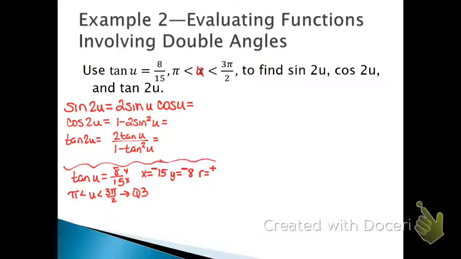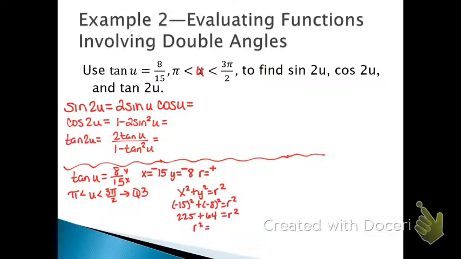And what about r? Well, we can go find it, can't we? How do we find it? Good. X squared plus y squared equals r squared. So negative 15 squared plus a negative 8 squared equals r squared. Is that 289? And so r equals plus or minus 17. And you said it's always positive, so we know it's going to be positive 17.